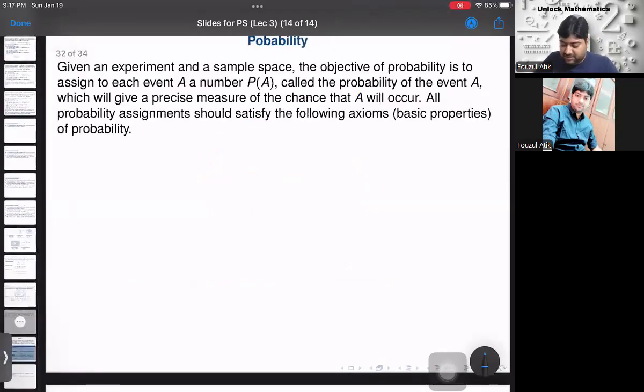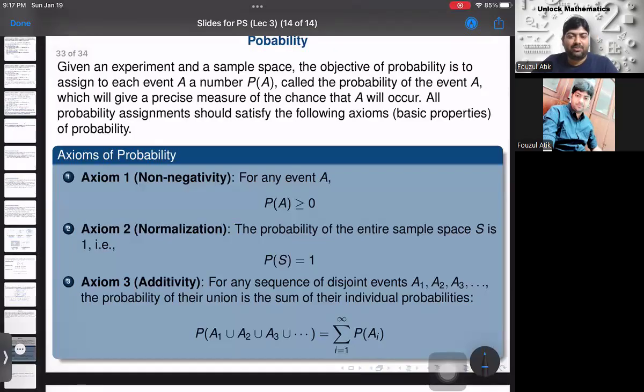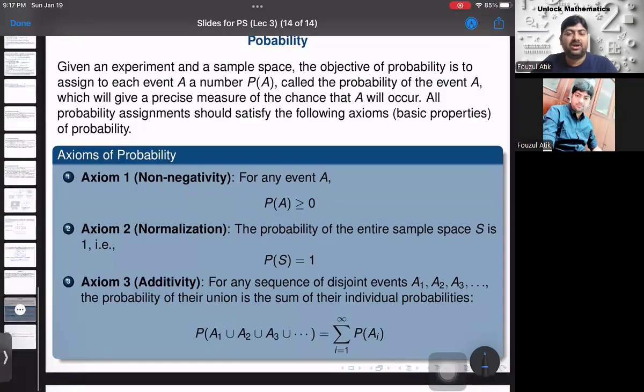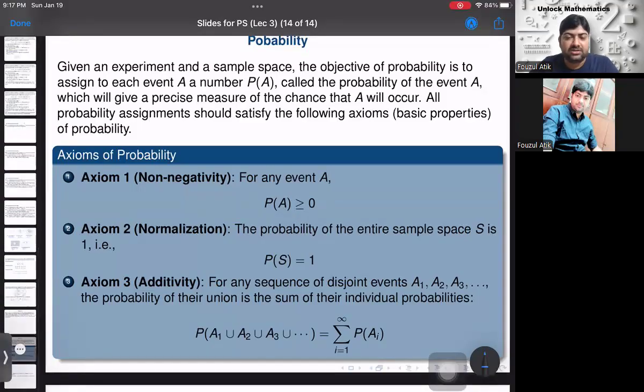Okay, so in the next lecture we'll discuss some axioms of probability, and we'll slowly move into the core part of probability. Till now we have discussed only the counting techniques, events, and sample space. In the next lecture we'll discuss probability.